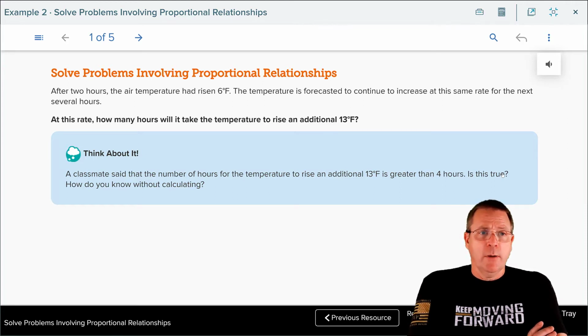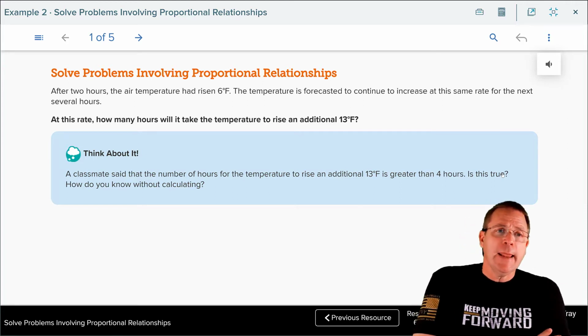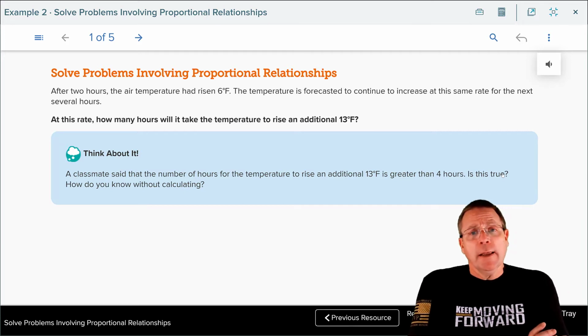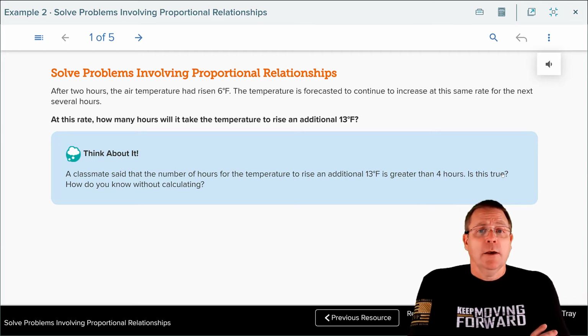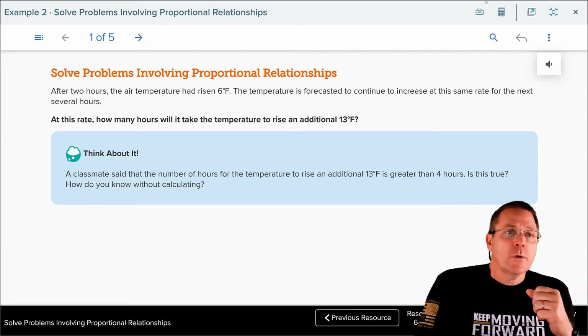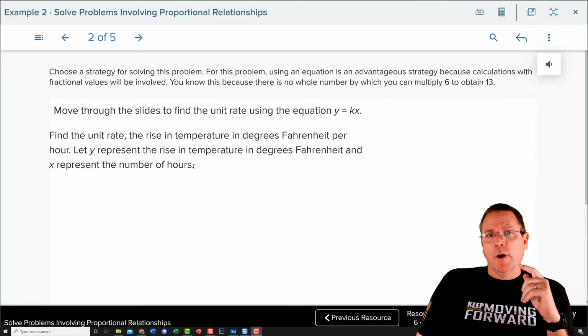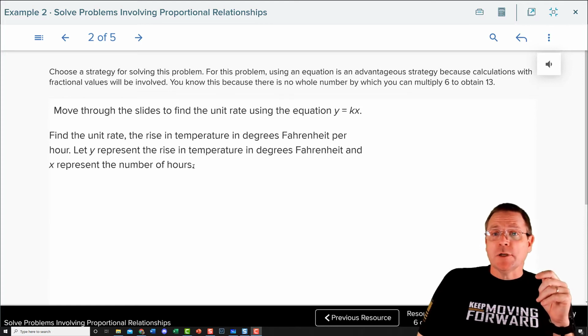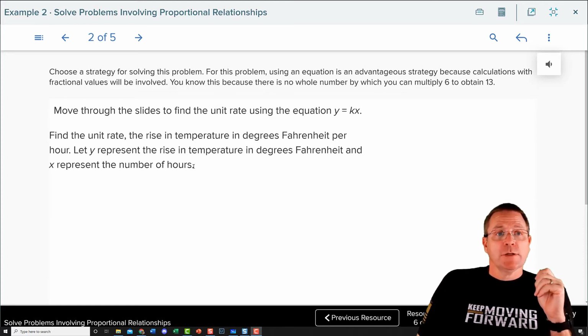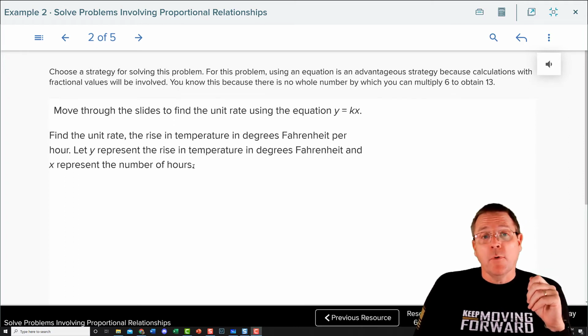That's an important thing to think about, because that's your sanity check. When you're done with a problem, you think, okay, does my answer make sense, or did I make a mistake along the way? Let's move forward. Choose a strategy for solving this problem. For this problem, using an equation is an advantageous strategy because calculations with fractional values are going to be involved.